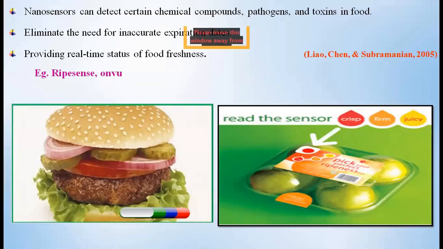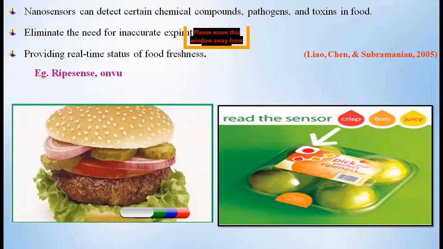So in this figure you see the intelligent packaging in which the fruit is packed, and there are three labels shown: crisp, firm, and juicy. If it is light yellow, then it is good, and you can store it and consume it also. Firm, you can consume it readily, and if it turns red, then it is not suitable for consumption.